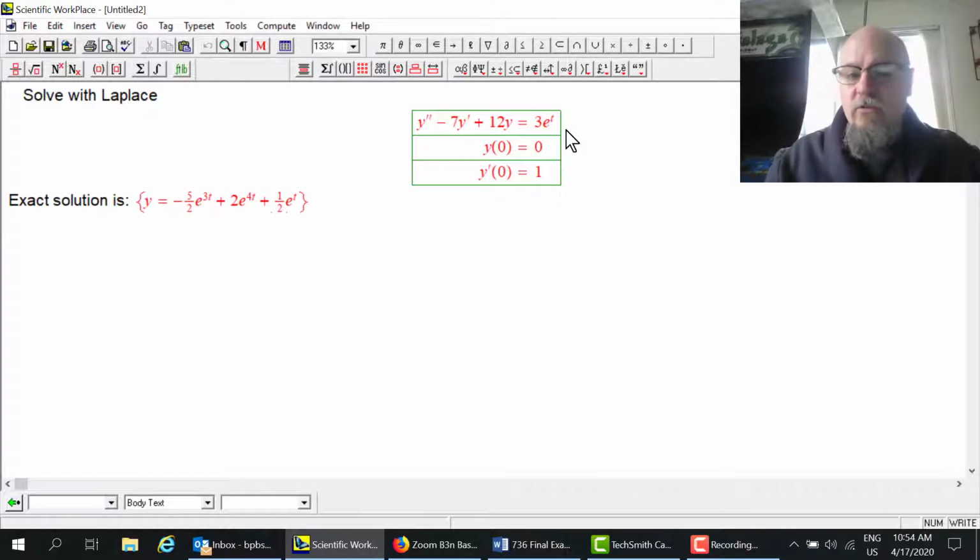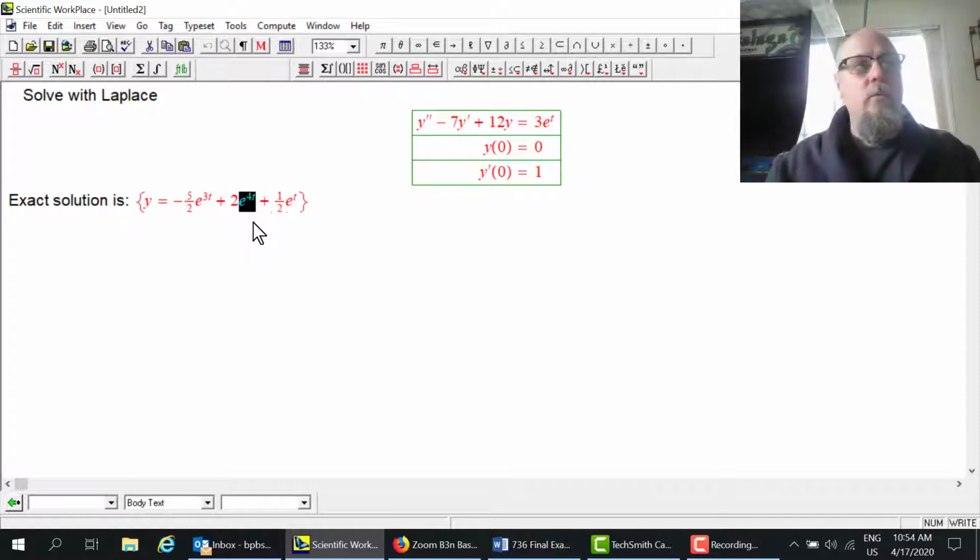Now, if I were to do this the chapter 4 way, I would have gotten the auxiliary equation, which would have been lambda squared minus 7 lambda plus 12. It would have factored into lambda minus 3 and lambda minus 4. So I would have gotten eigenvalues of 3 and 4. So the 2 little solutions, like the y1 and the y2, I see them here. There's some number e to the 3t, that must be y1, and e to the 4t, that's y2.